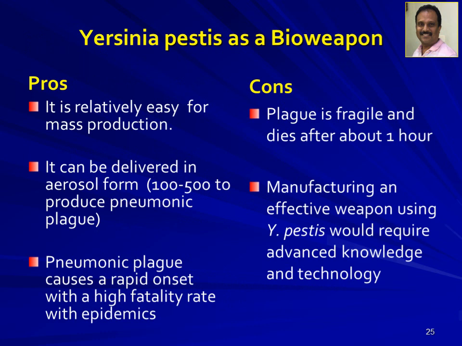So Yersinia pestis is considered as a bioweapon. To say this is a bioweapon, there are pros and cons. The pros for this statement are it's relatively easy for mass production, and it can be delivered in aerosol form. 100 to 500 bacteria can produce pneumonic plague, and pneumonic plague causes a rapid onset of disease with a high mortality rate with epidemics. And the cons for this statement are that plague is a fragile bacterium and dies after about 1 hour, and manufacturing an effective bioweapon using Yersinia pestis would require advanced knowledge and technology.